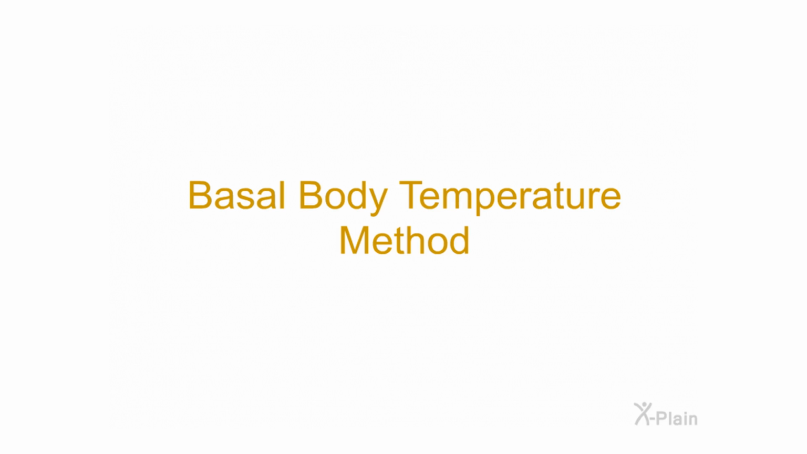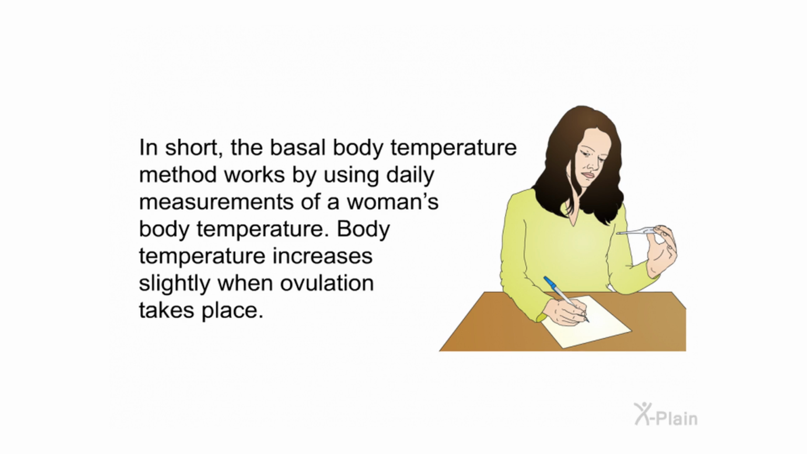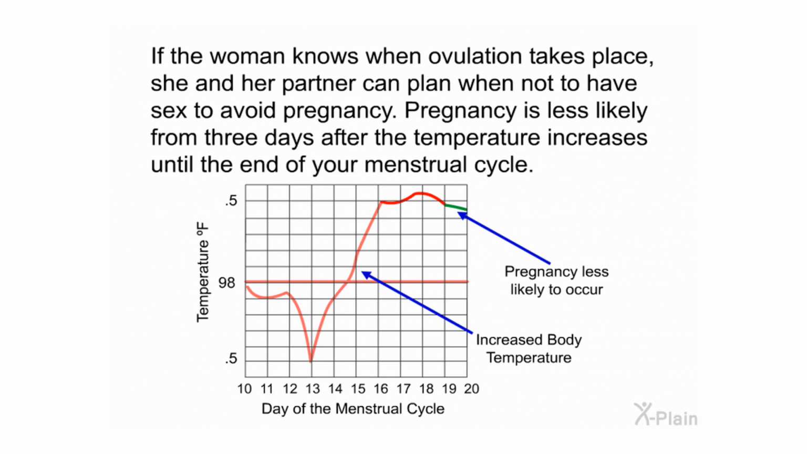Basal body temperature method. In short, the basal body temperature method works by using daily measurements of a woman's body temperature. Body temperature increases slightly when ovulation takes place. If the woman knows when ovulation takes place, she and her partner can plan when not to have sex to avoid pregnancy. Pregnancy is less likely from 3 days after the temperature increases until the end of your menstrual cycle.